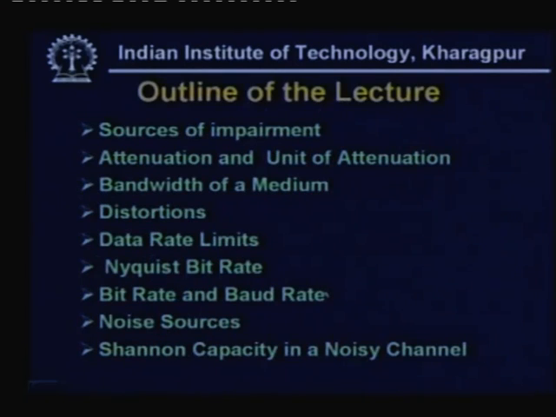The topics that I shall cover in this lecture are sources of impairment, attenuation and unit of attenuation, bandwidth of a medium, distortions, various kinds of distortions that can take place as the signal passes through a medium, data rate limits, Nyquist bit rate and baud rate, noise sources, and finally Shannon capacity in a noisy channel.